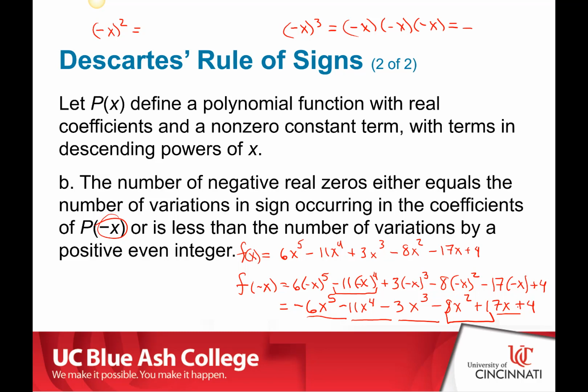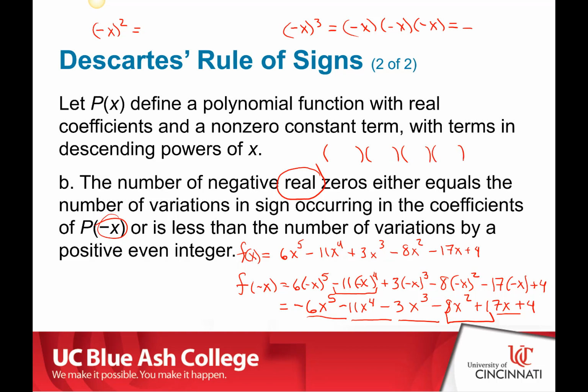Now this is where things get a little messier. They keep saying the number of negative real zeros. What could be the case is you have 4 that are positive real zeros.